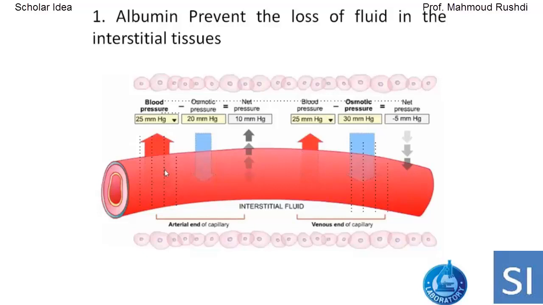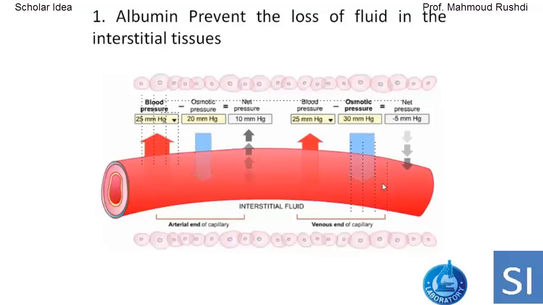There are two forces that keep the circulating blood volume constant, which are the hydrostatic pressure and the osmotic pressure, or the oncotic pressure. At the arterial end of the capillary, the hydrostatic pressure is higher than the oncotic pressure, which pushes the fluids outside the capillaries. At the venous end of the capillary, the oncotic pressure is higher than the hydrostatic pressure, which results in pulling the fluid back into the capillaries.